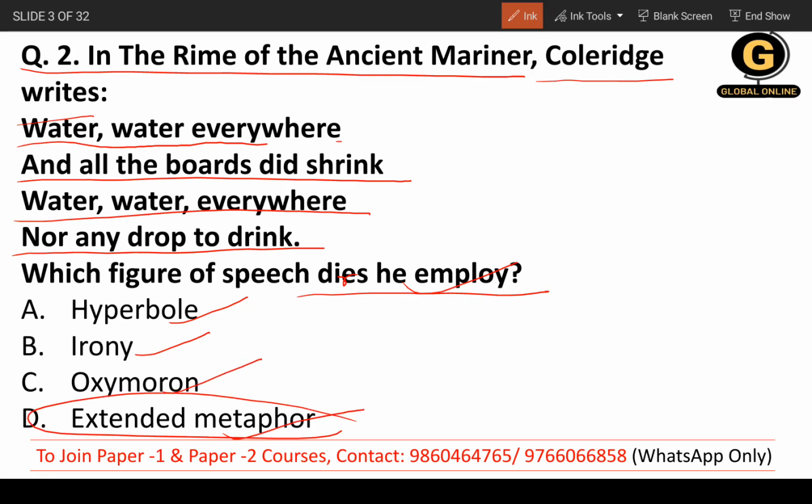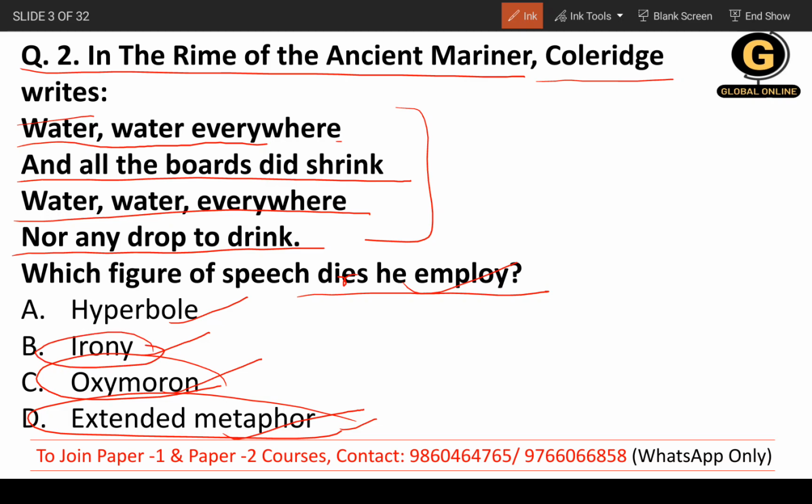So extended metaphor is a kind of metaphor itself, but it is somewhat extended. Okay, so metaphor, you know, is two unrelated things being compared, and their qualities are being compared. Here you cannot see any kind of metaphor. Oxymoron, two opposite or contrasting phrases or words combined together, right? For example, deafening silence. These two contradictory words combined together show the use of oxymoron.